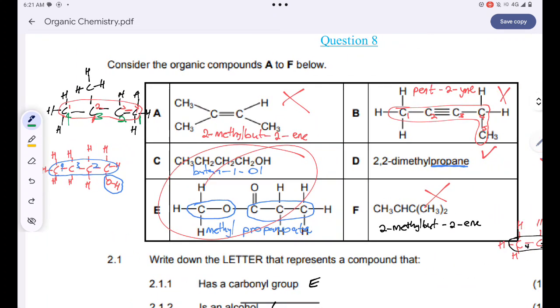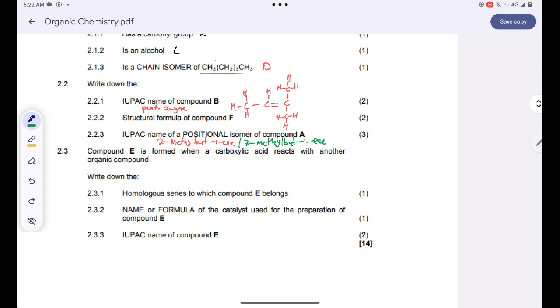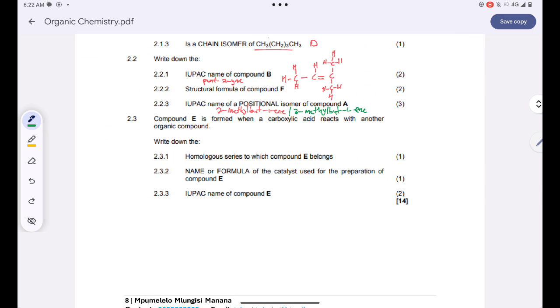So whenever you name this positional isomer, you'll say 3-methyl, because you can see that in carbon number 3 we have a side chain. It's 3-methylbut-1-ene. It can be 2-methylbut-1-ene or 3-methylbut-1-ene. And I believe that if you write any of the two, you will get your full marks.